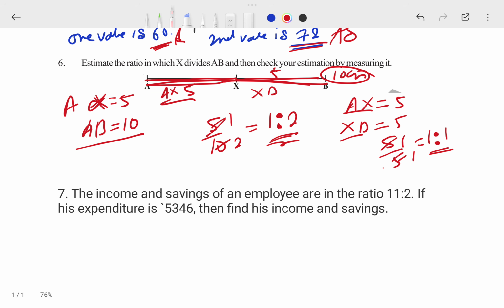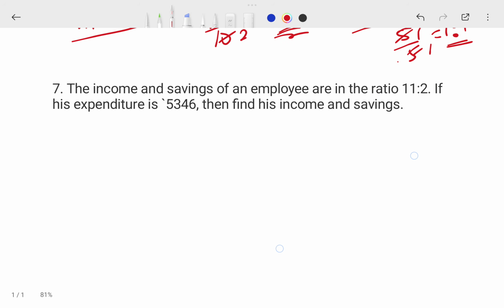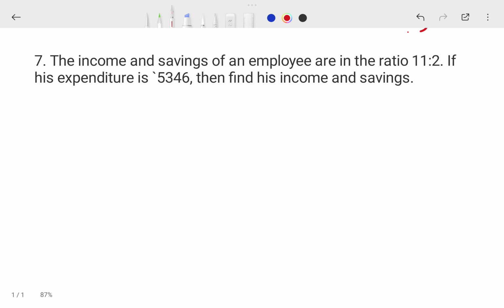Okay, so now let's do the seventh question. Actually the seventh question is something complicated. Here we have to subtract. Now in this question, what is it telling? The income and saving of the employee are in the ratio of 1 is to 2. So understand what this question is telling.